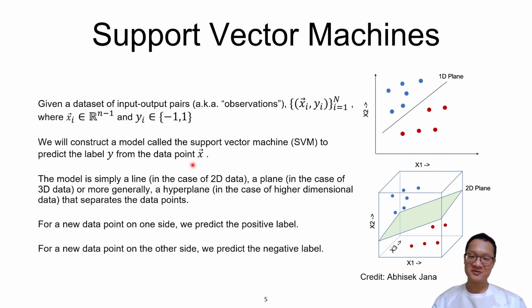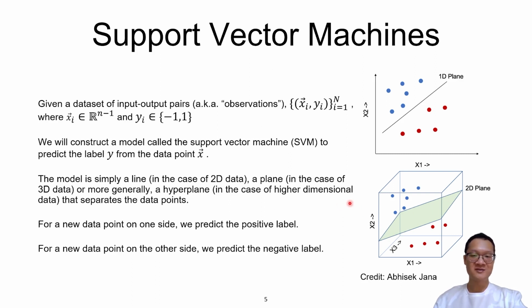The model is very simple. It's just going to be a line in the case of 2D data. Our data will consist of some positive examples and some negative examples, and our model will simply be a line that separates these two classes. In 3D, the separation boundary would be a plane, and in the case of higher dimensional data, we would determine a hyperplane.